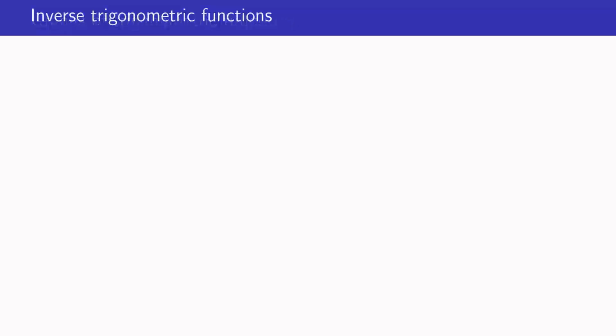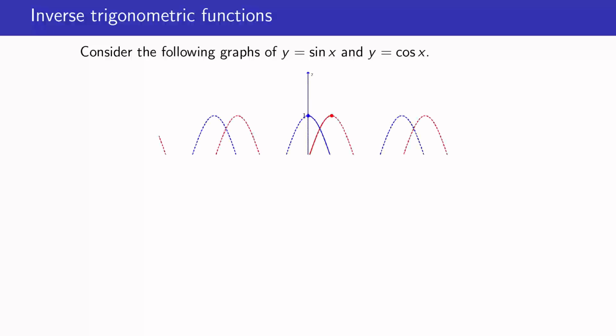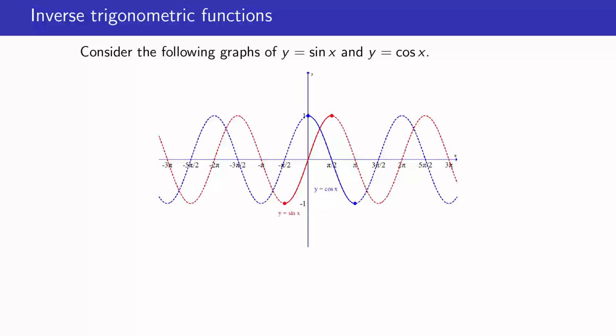In order to define inverse trigonometric functions, let's consider the graphs of y = sin x and y = cos x given here below. If we look at these graphs, we see that any horizontal line which crosses these graphs will cross them at infinitely many points, and therefore the functions y = sin x and y = cos x are not one-to-one functions, and therefore we cannot talk of the inverse functions of sine and cosine.